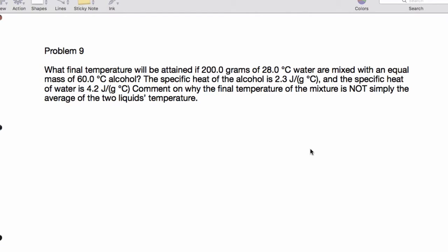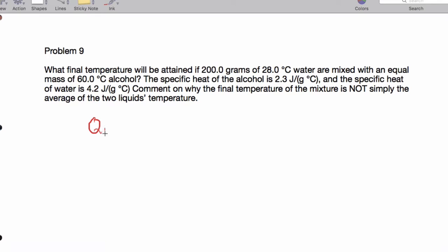All right, so now we're mixing two different substances. They have the same mass, and we're not going to be able to just average the temperature. So it turns out that T final is not equal to 28 plus 60 divided by 2. T final is not equal to 44 degrees. So let's actually figure out what it is.